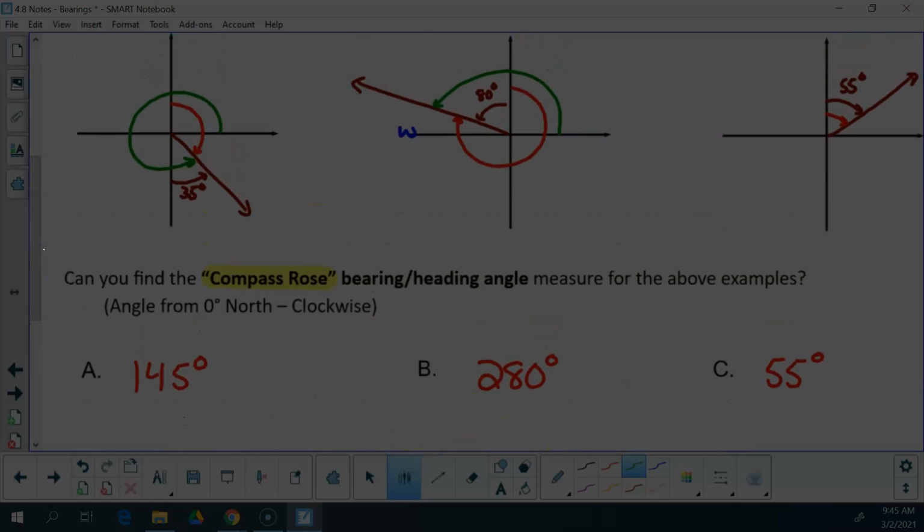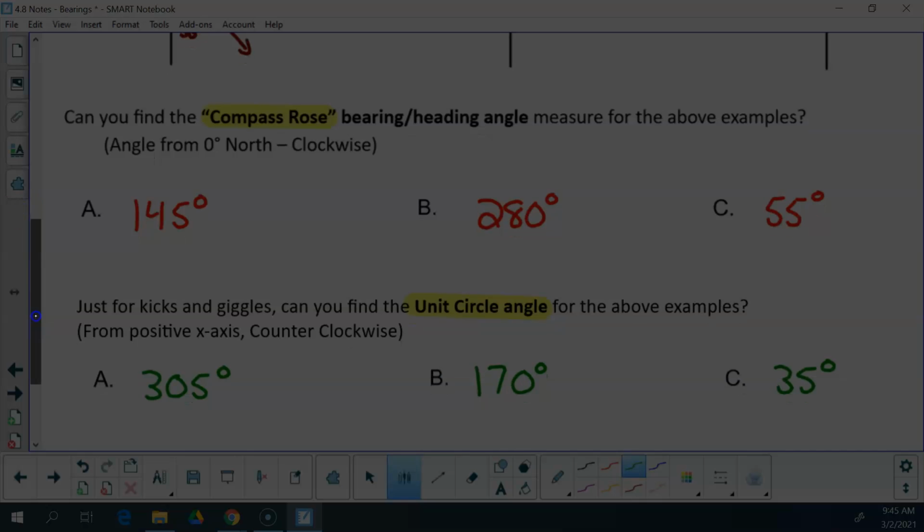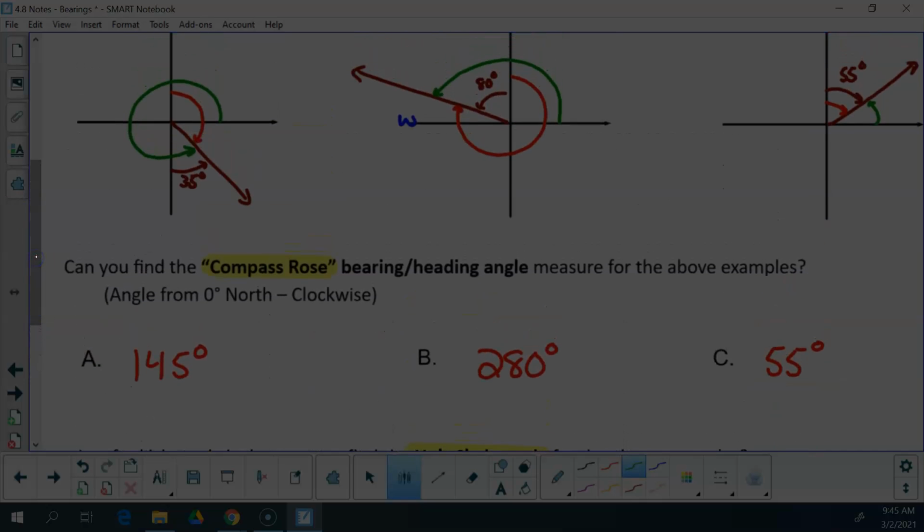And last one here would start here and go to there, so that would be 5 gets me to 60, 30 more gets me to 90. So I would say 35 degrees. Agree? Yeah.